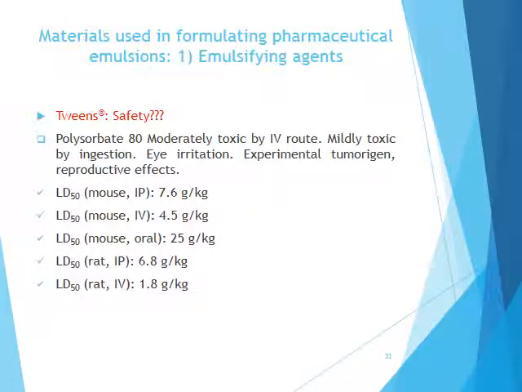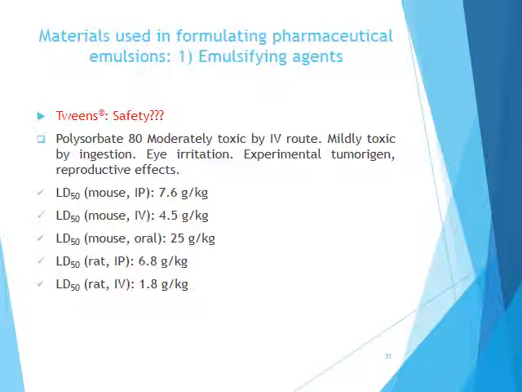This slide is showing the toxicity of polysorbate or Tween 80. It's moderately toxic by IV route, mildly toxic by ingestion. It causes eye irritation, so it has some effects. It might be carcinogenic, and it has some reproductive effects on human beings. So this is some information about Tween 80. This is one of the commonly used excipients in pharmaceutical formulation, so just keep these in mind.